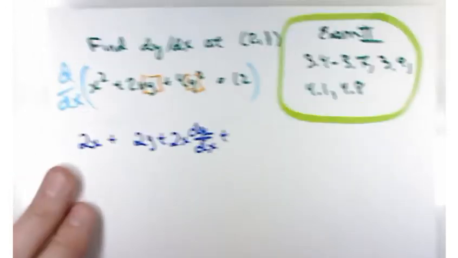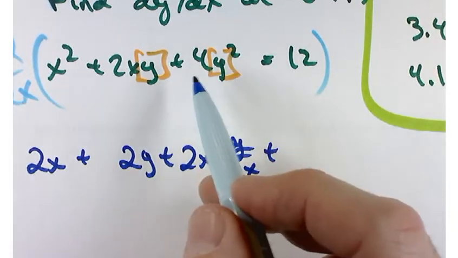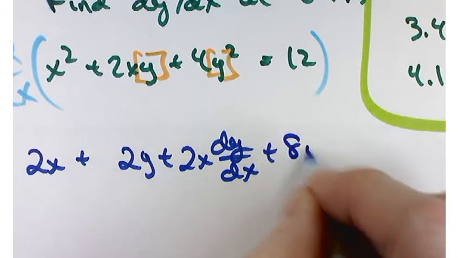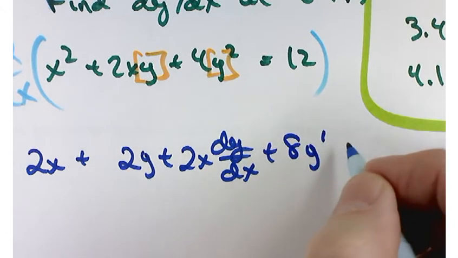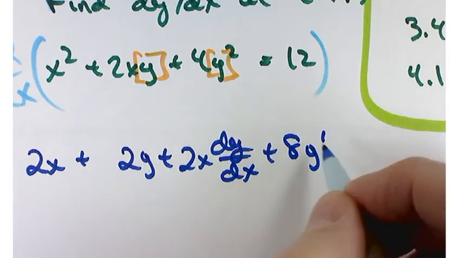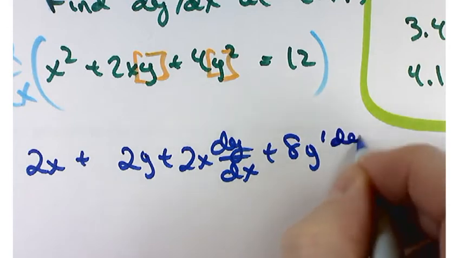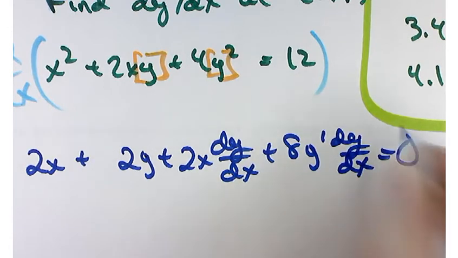Plus, over here, for this one, it's going to be the derivative of the outside. So it'll give me 8 times y to the first power times what? Times dy/dx. I wish I didn't write that y to the first power there because it looks like y prime. It's not. It's dy/dx. And, of course, that would equal 0.